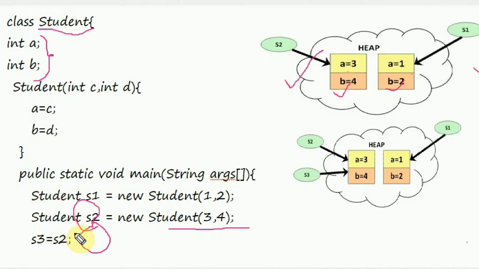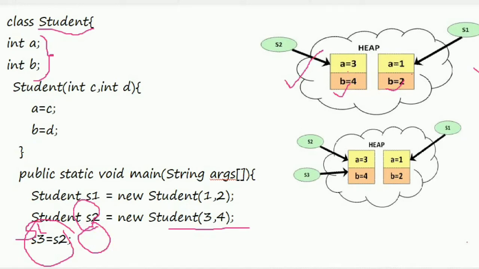What I did is I said S3 is equal to S2, wherein S3 is a Student object. So you can say Student S3 is equal to S2. I'm not writing all that. As soon as you say S3 is equal to S2, this is a shallow copy. S3 is also now holding the object where A is equal to 3 and B is equal to 4. So there are two reference variables for this particular object, one is S2 and the other is S3.